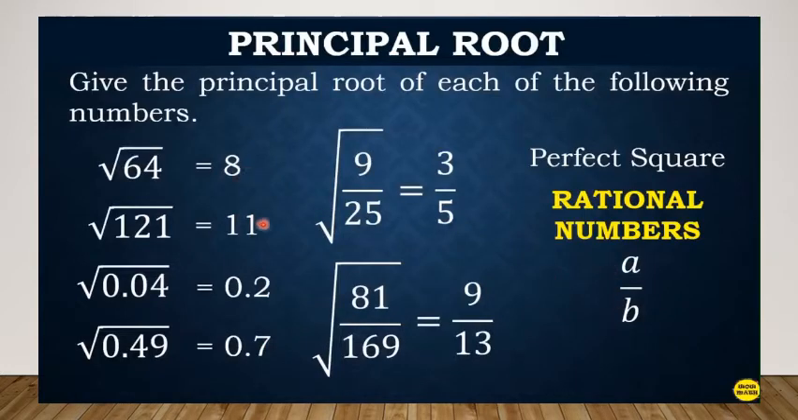Also, yung integers natin, pwede rin to. Ito yung A, ano ang magiging denominator niyan? 1. So, 8 over 1, 11 over 1. So, this can also be expressed as A over B. So, ulitin ko, kapag binigyan kayo ng perfect square numbers at kinuha natin ang square root nun, automatic the root ay rational numbers.